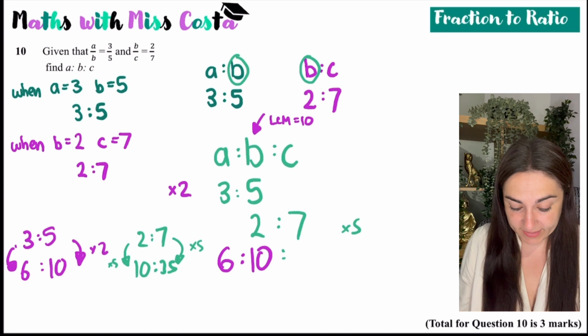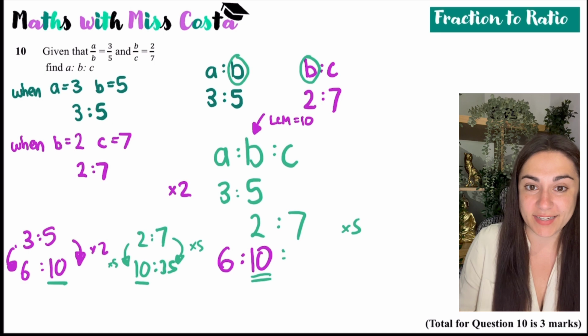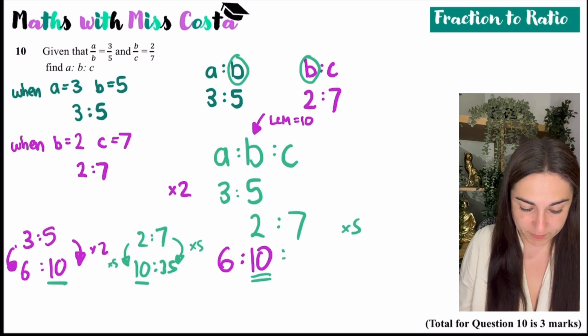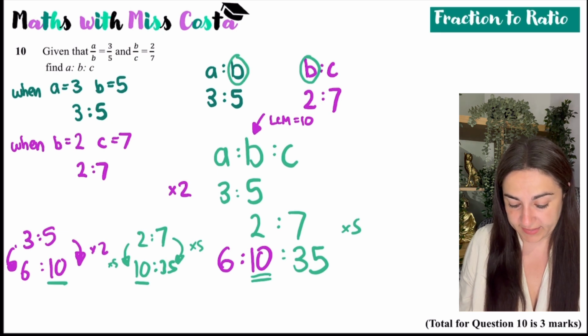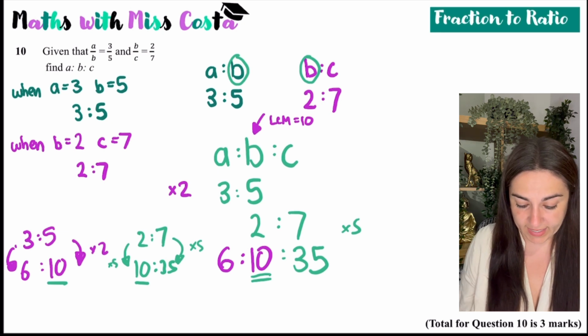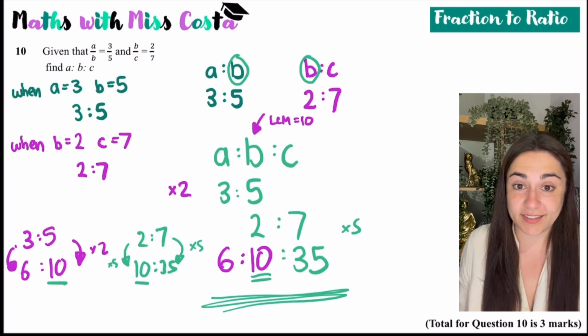And now because both of them have 10 in common, I can write all the ratios side by side and they're all comparable. So that would be 6 to 10 to 35. And that's how I do that question. So 6 to 10 to 35 is your final answer. It hasn't asked you to simplify it. So that's how we do that.